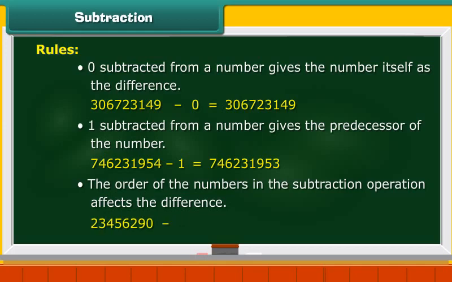23456290 minus 12098045 is not equal to 12098045 minus 23456290. Let us now perform subtraction on large numbers.